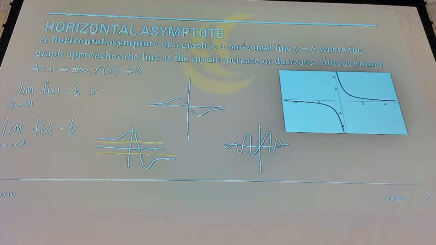To determine if a function crosses the horizontal asymptote, what would you have to do? Not just necessarily cross, but touch it. Set f(x) equal to b and solve for x. If you get a solution, then it's clearly going to touch it.